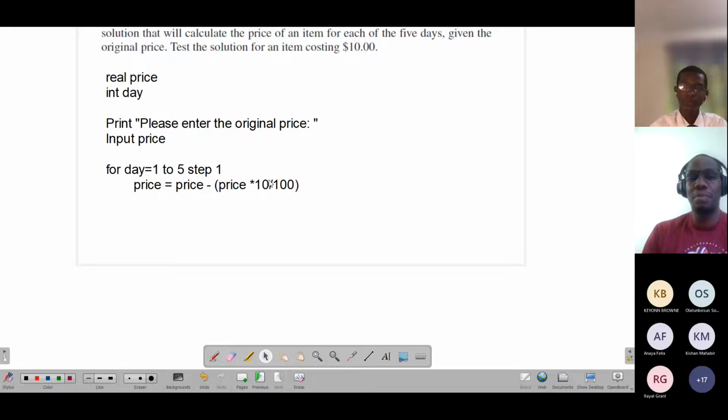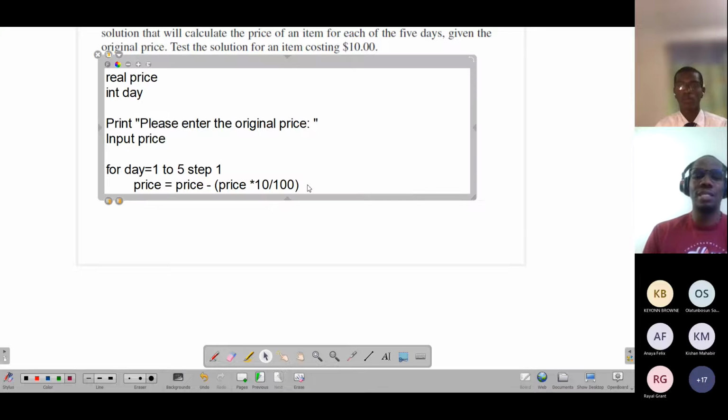And of course, we do what's in the brackets first. So we find 10 over 100 is 0.1. We multiply price by 0.1, and then we take away that 10% from the original price, and that becomes the new price. And because we were told that the price that we want to print out on day 1 is already reduced by 10%, that is why we do this before we print out what the price is on Monday.